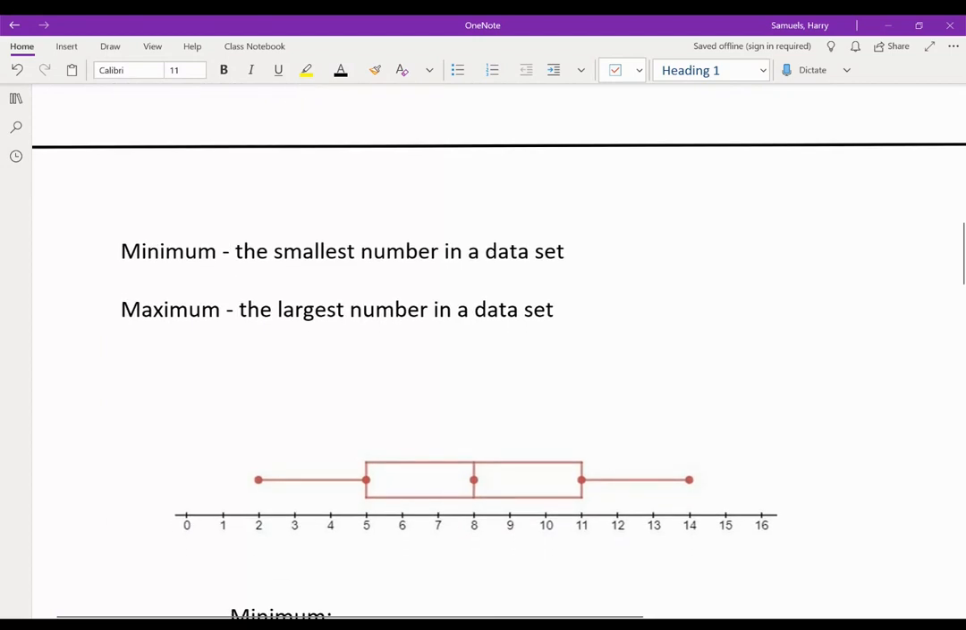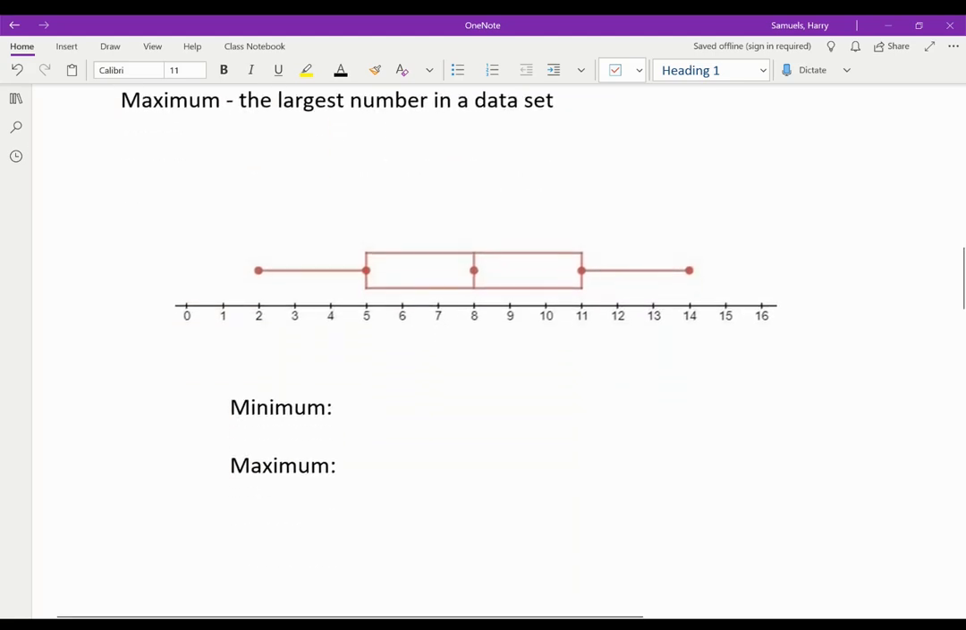Let's start with the two simplest terms, minimum and maximum. Minimum is the smallest number in your data set, and the maximum is the largest number in your data set. Using this box plot as an example, we can see that the minimum is 2, and the maximum is 14. The 2 is the minimum because it is the smallest number on the box plot, and 14 is the maximum because it's the largest number on the box plot.